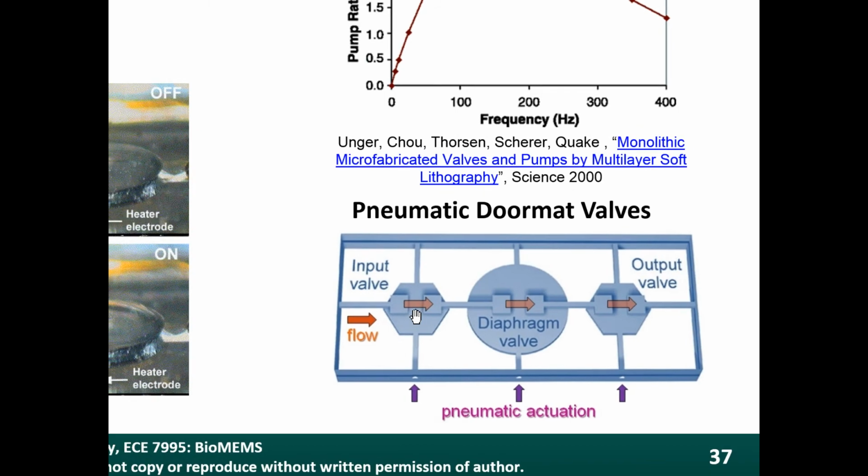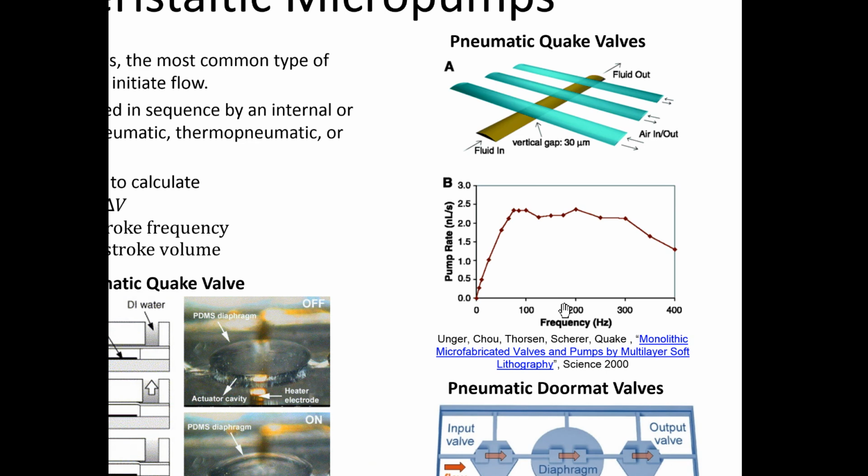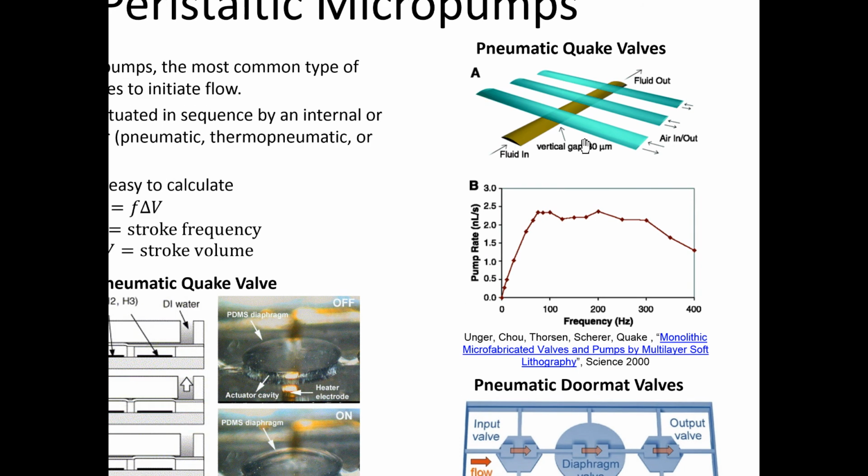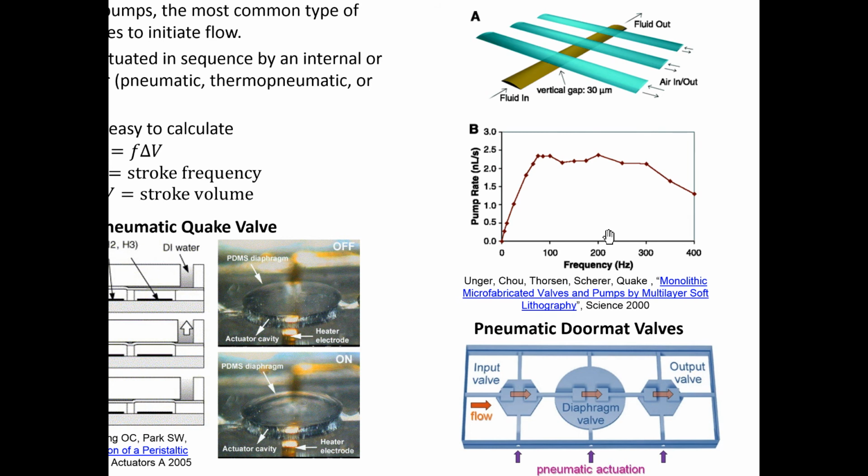This is an example from Albert Folk's book, where they use doormat valves instead of the standard diaphragm valves that Stephen Quake used. Doormat valves give a little bit better sealing, but again, they're a little bit more tricky to fabricate.